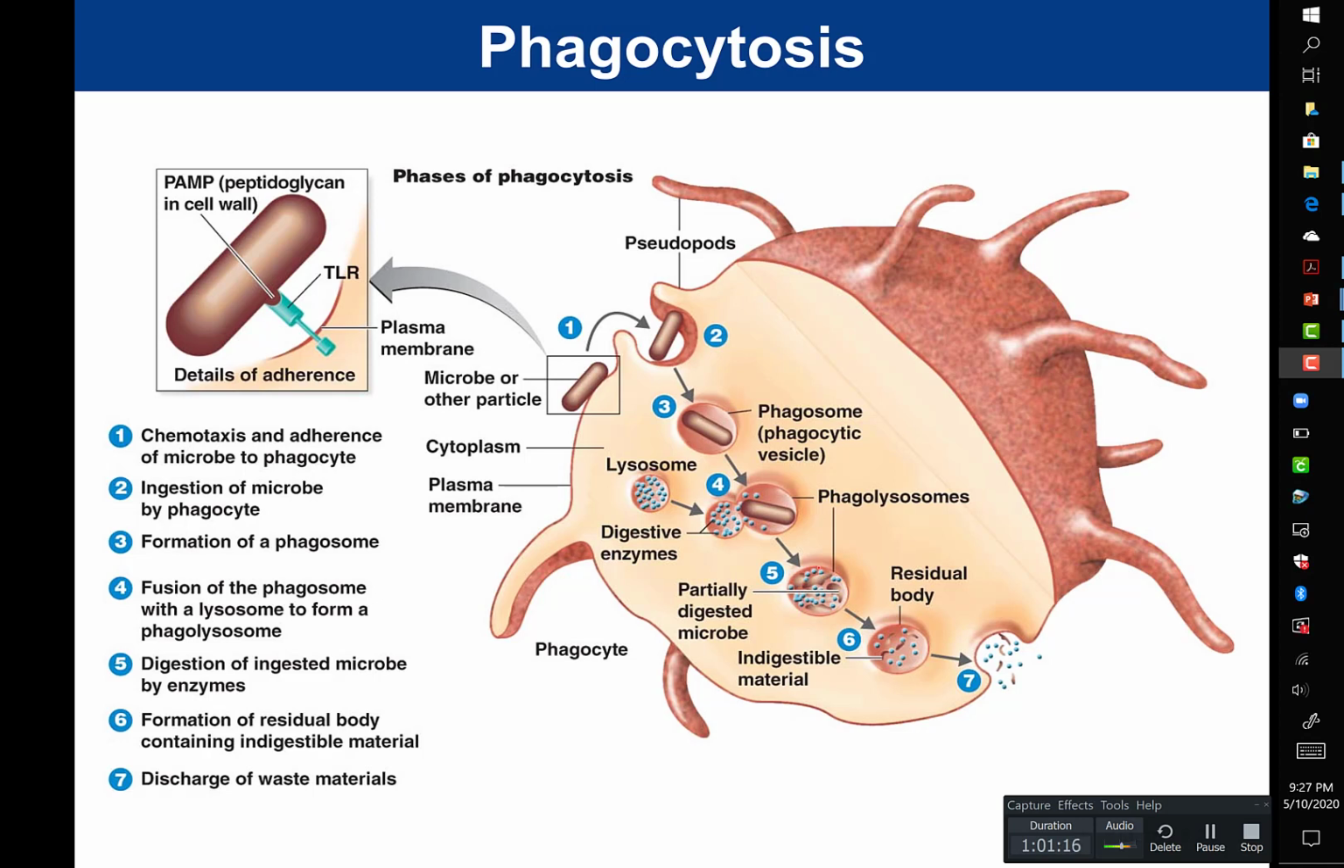And so we get digestion of the ingested microbe by enzymes, and then formation of a residual body containing indigestible materials. Those indigestible materials are then discharged or released from the cell as waste. And so this is how phagocytosis occurs. Now, this is showing you how that pathogen is destroyed.